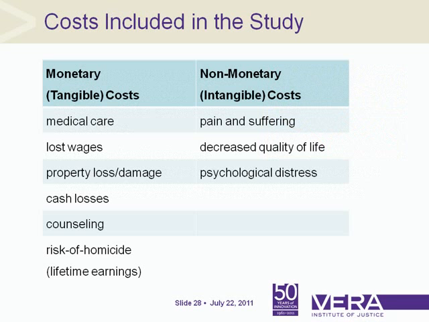So let me go over in detail the costs that we included in the study. On the tangible side, the monetary costs included medical care, lost wages, property loss and damage, cash losses. We also included mental health counseling costs. And we included this perhaps lesser known piece, which is the risk of homicide, which I'll talk a little bit about how we estimated in just a minute. On the non-monetary side, we included specifically pain and suffering, and other important pieces are decreased quality of life and psychological distress, which are a little bit harder to get at with existing data sources, although presumably these concerns are folded into, in some degree, the pain and suffering estimates, but it's difficult to piece these out individually.